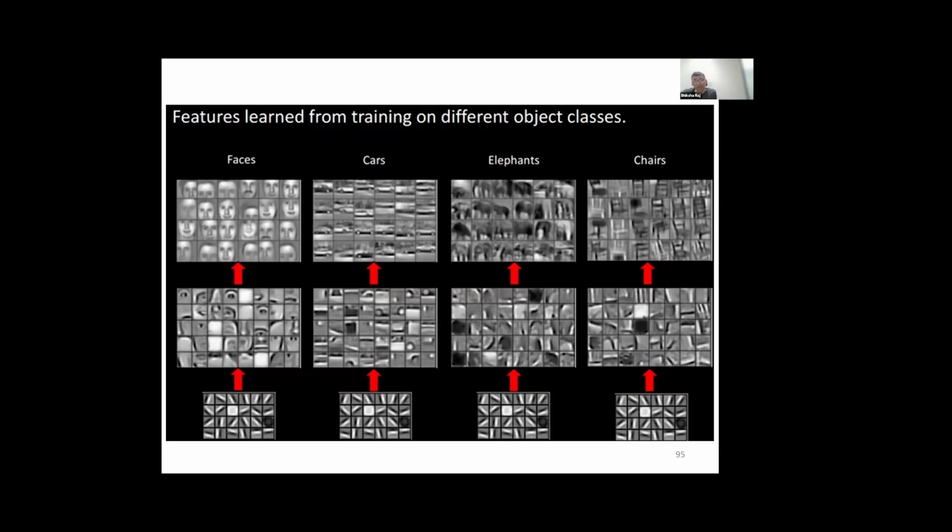And then when you get to even higher levels, by the time you get to the highest layers of the network, they actually end up responding to full face-like patterns when they're presented with faces, to full car-like patterns when presented with cars, full elephant-like patterns when presented with elephants, and full chair-like patterns when presented with chairs.